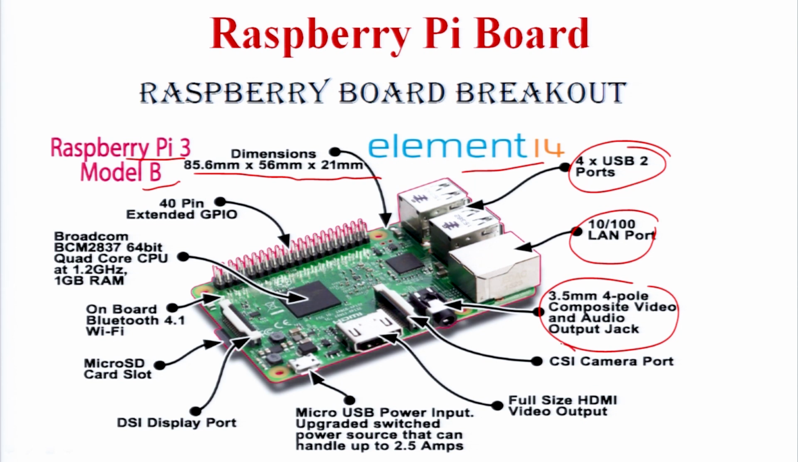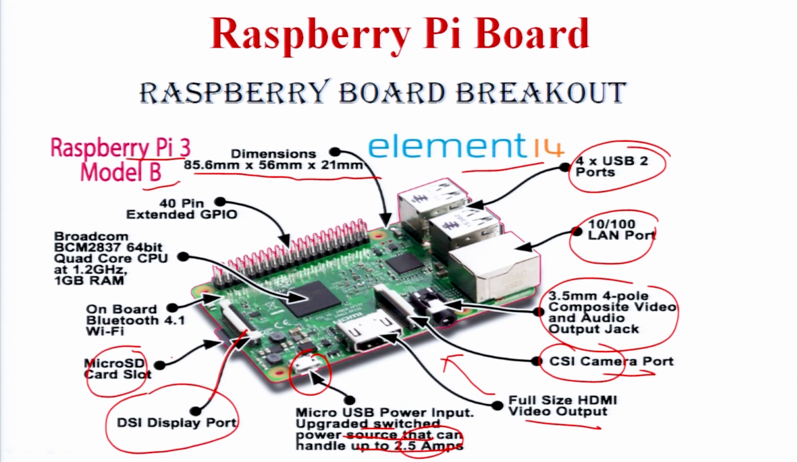It has a CSI camera port. It has more functionality as compared to the Arduino microcontroller. You can see here, it has a full-sized HDMI port. It has a micro USB port where the power can be inserted, with an upgraded switched power source that can handle up to 2.5 amperes. It has a DSI display port, and it has a micro SD card slot as well.